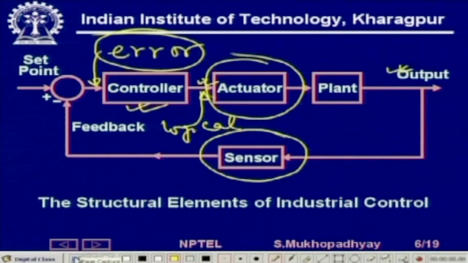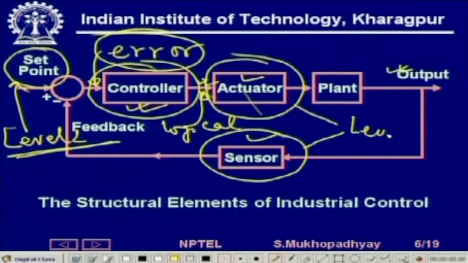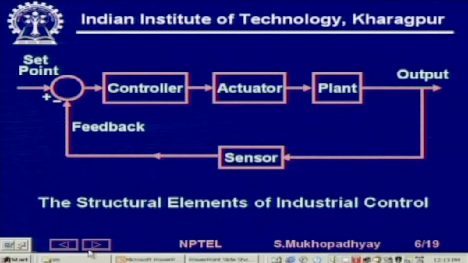So, now let us see. We have identified the major elements: sensor, actuator and controller. Now, this desired value, where do we get it from? This we get from level 2, that is, the supervisory controller calculates this desired value. So, here we have level 0, here we have level 1, and here we have level 2. So, this is the relationship. Now, let us see each of these levels.